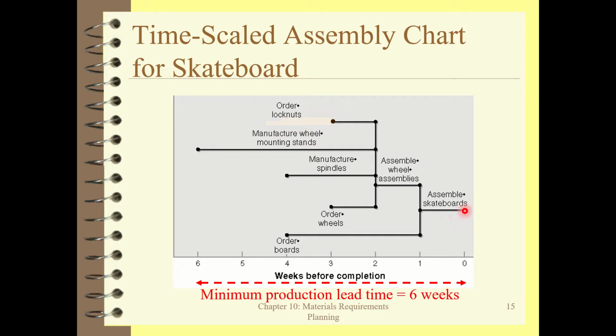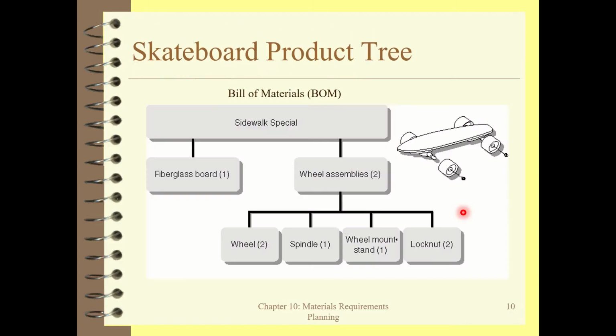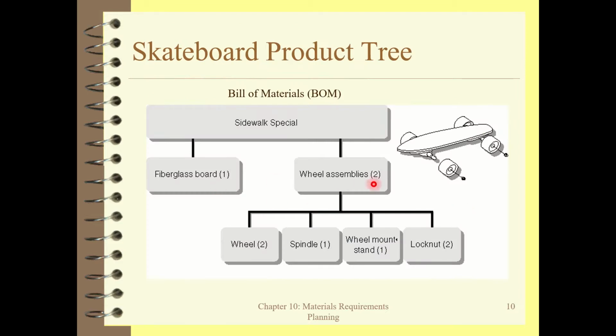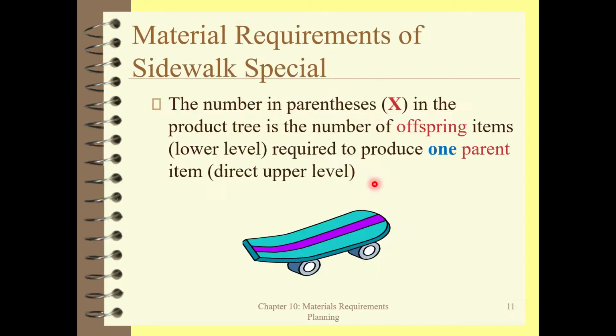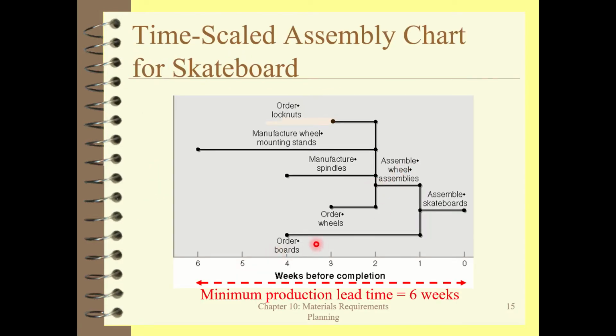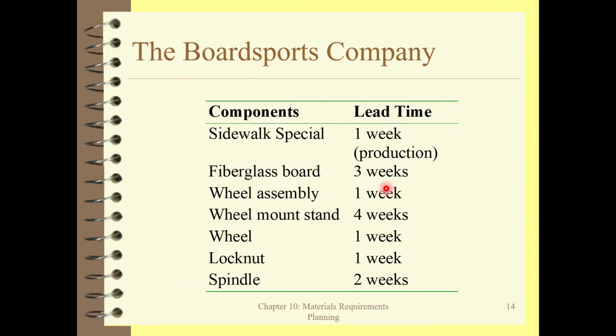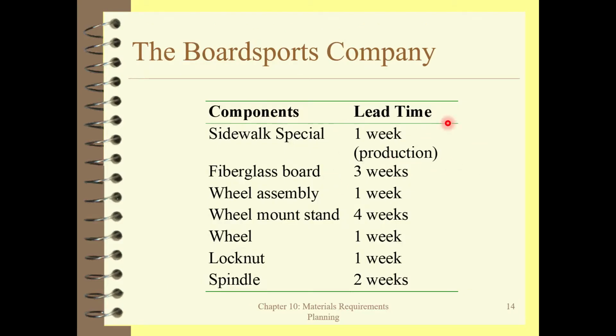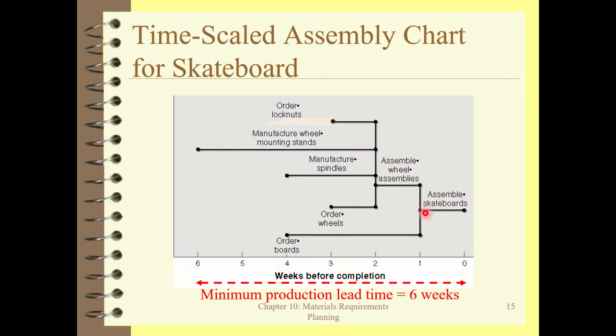In order to produce the finished good, that is the sidewalk special, what you need is 2 components, that is the fiberglass board and the wheel assembly. Before that, if you want to assemble everything together, you need 1 week production. So, in order to get everything ready, these 2 components, fiberglass board and wheel assembly, must be ready at week -1, because you need 1 week to assemble it, to finish at week 0.